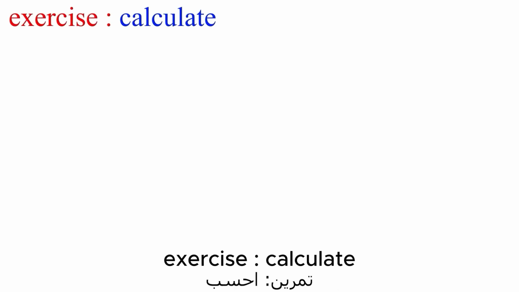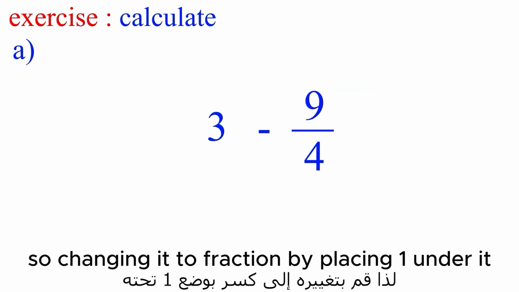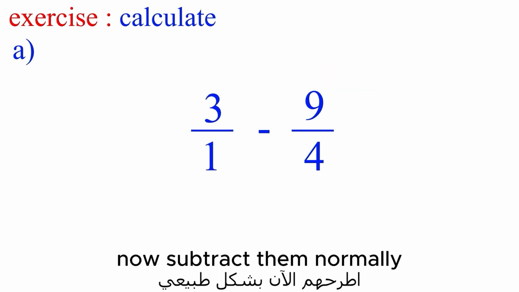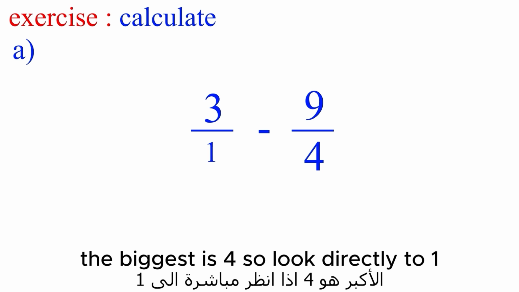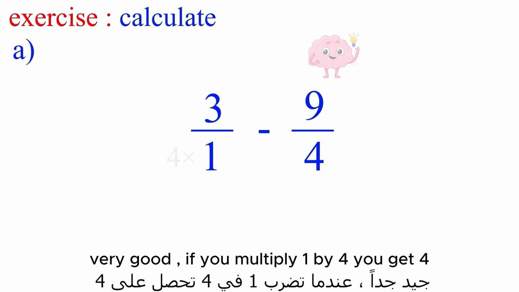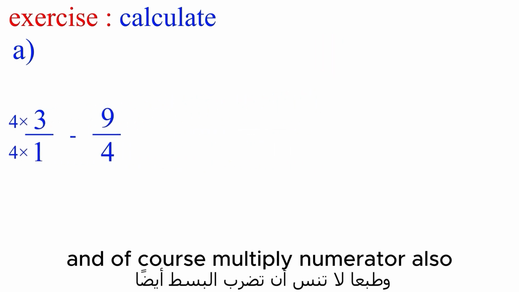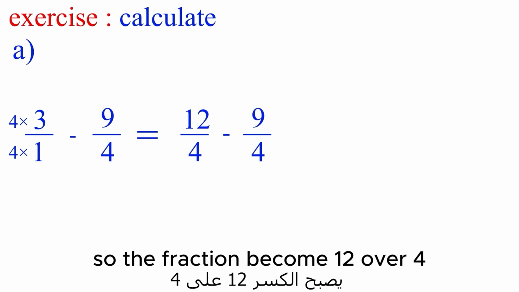Exercise. Calculate 3 minus 9 over 4. You notice directly that you have a natural number, so change it to a fraction by placing 1 under it. Now subtract them normally. The biggest is 4, so look directly to 1. Ask yourself, how can I change 1 to 4? Very good. If you multiply 1 by 4 you get 4, and of course multiply the numerator also. So the fraction becomes 12 over 4.